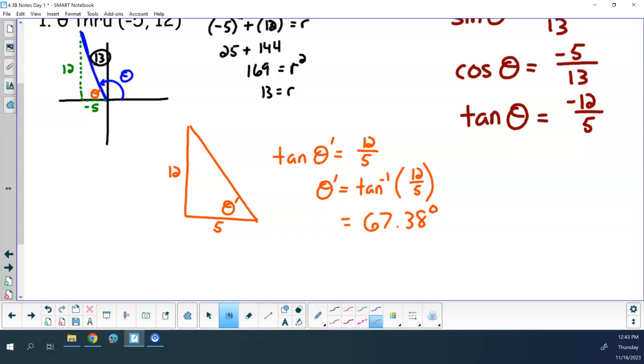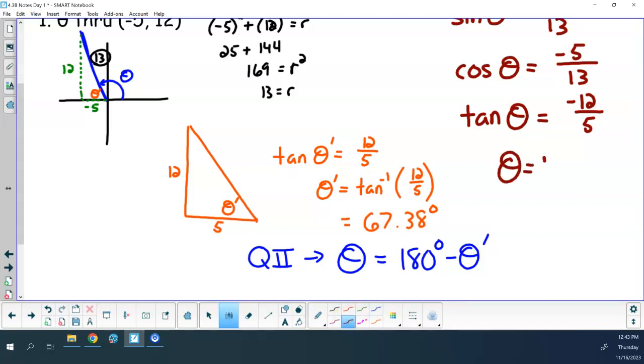67.38 degrees. Yeah. Okay. But that's theta prime. Which quadrant am I in? I'm in quadrant number 2, which says that actual theta is 180 degrees minus my reference angle, which is 0.62.